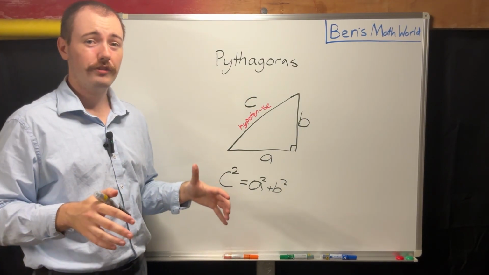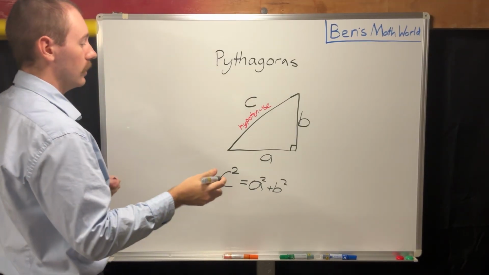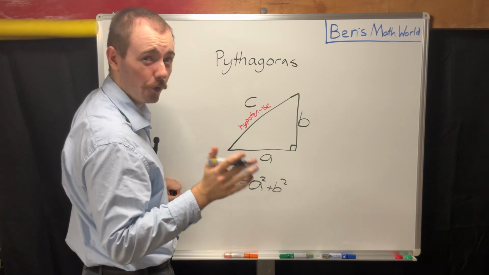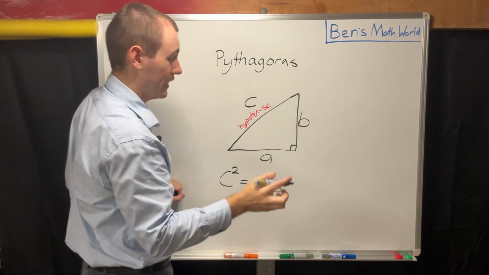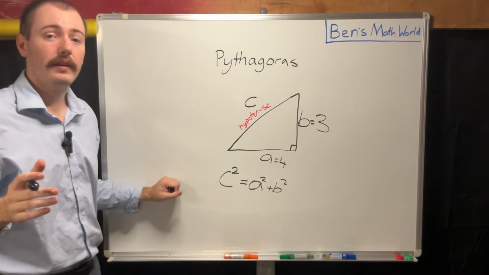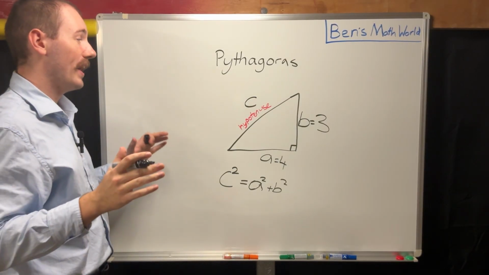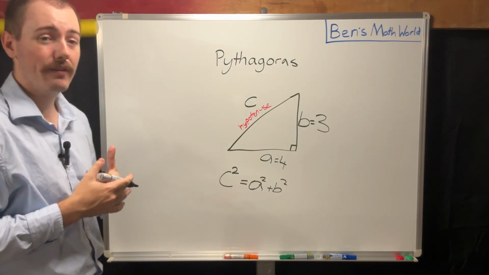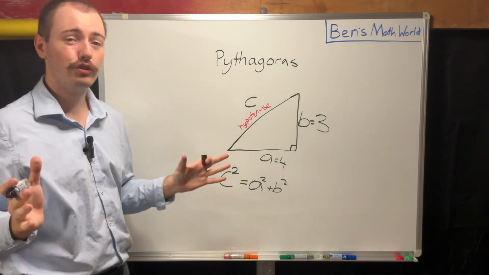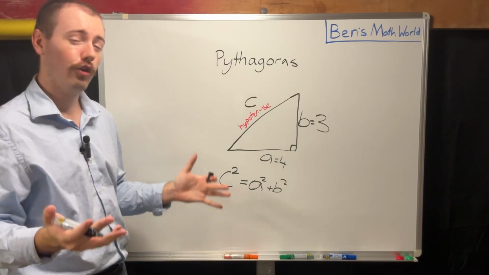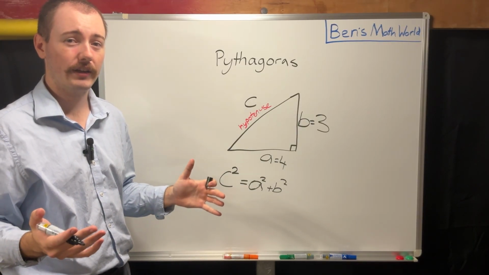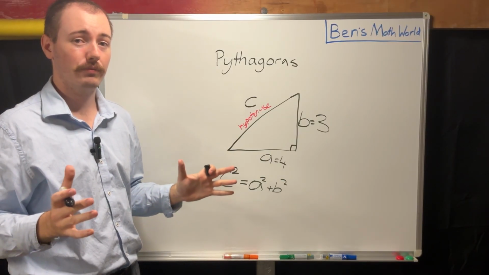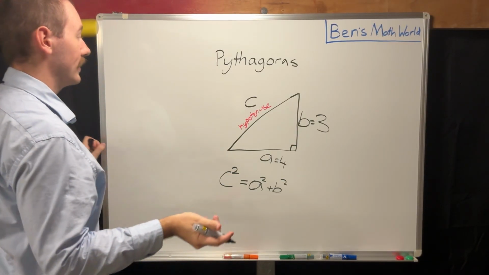Let's try a routine question, okay? So let's say that A, our side here, is going to be equal to 4, and our side B is going to be equal to 3, okay? Now, with this information, we are actually able to solve for the length of side C. When you have a triangle like this, and you have the length of two sides, you can always work out the third side, okay? And with a right-angled triangle, you can use the Pythagoras theorem to do that. So let's get started on this one.